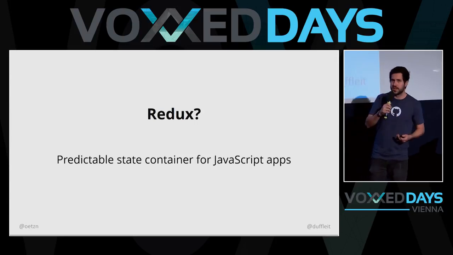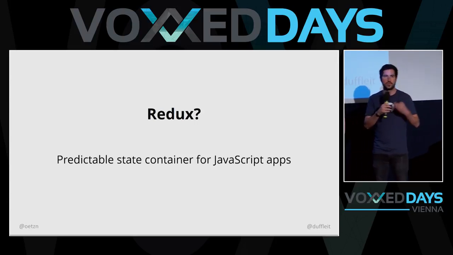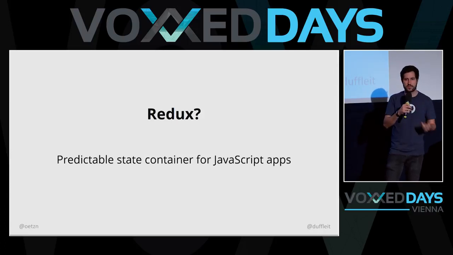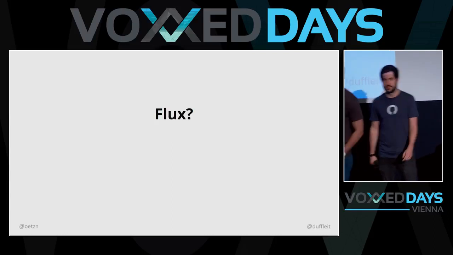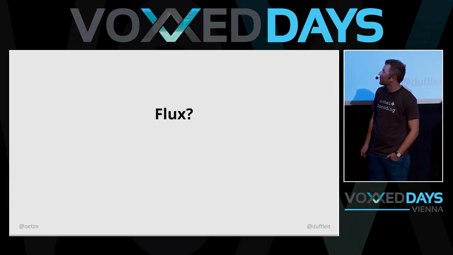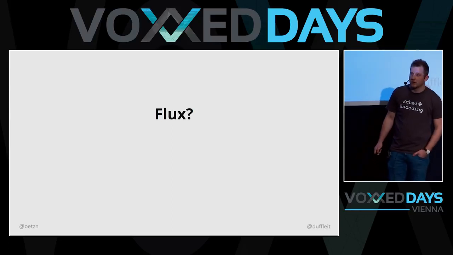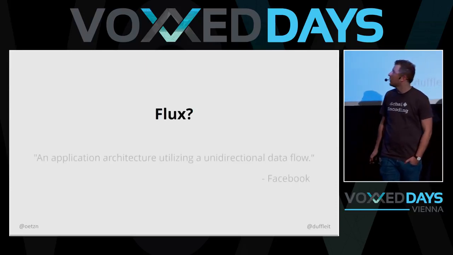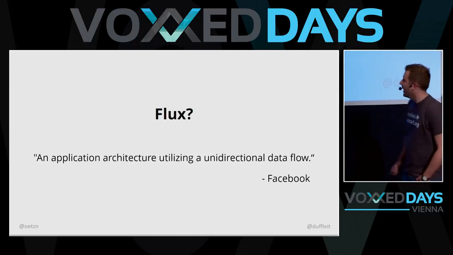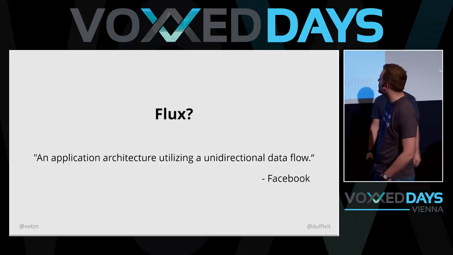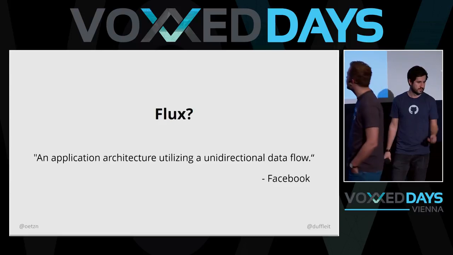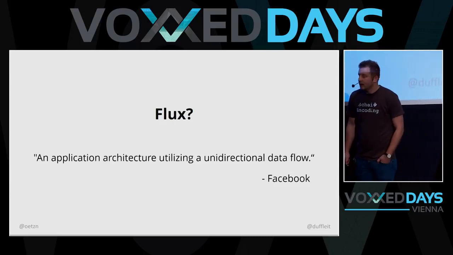So when you take Redux and you combine it with React, you come up with something that Facebook calls the Flux architecture pattern. Yeah. So it's Flux. So as Thomas mentioned, Flux was introduced first by Facebook. Who knows Flux? Okay, cool. So Flux is an application architecture utilizing a uni-directional data flow. So that's the definition of Facebook.